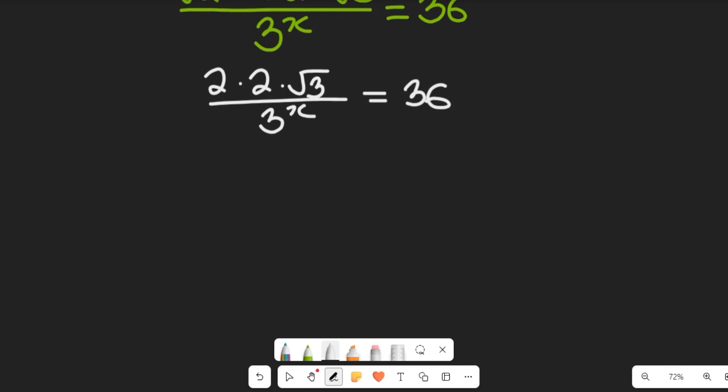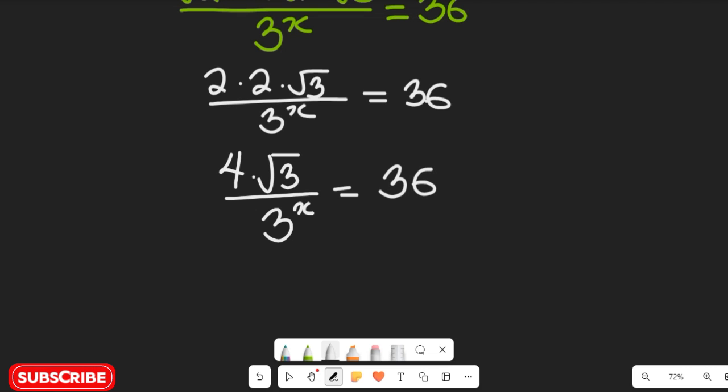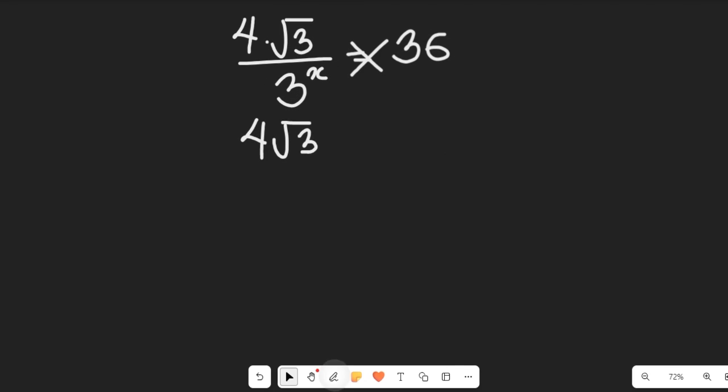Great. So what do we do from here? We're going to simplify this, and 2 times 2 will give us 4 multiplied by the square root of 3, and all of these will be divided by 3 to the power of x equal to 36. So what do we do? I'm simply going to cross multiply. If I cross multiply, what this is simply going to do is to divide this other side by 36. That way I can simplify.